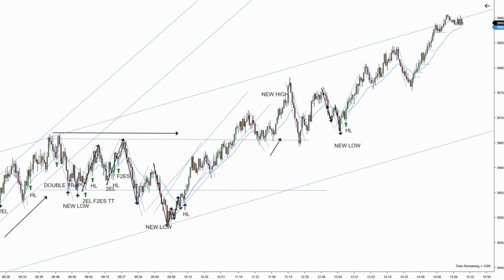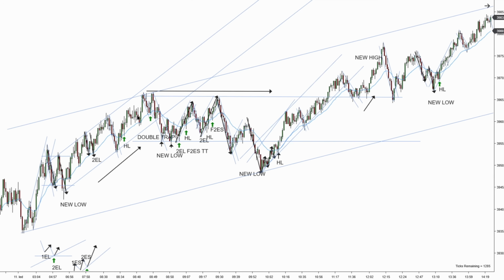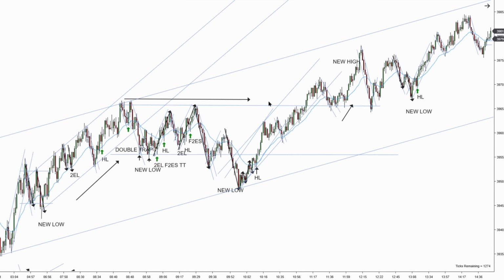So the later portion of the day wasn't as eventful, but early it was really easy for you, if you're following the rules, to take a couple of these longs and capitalize on those.